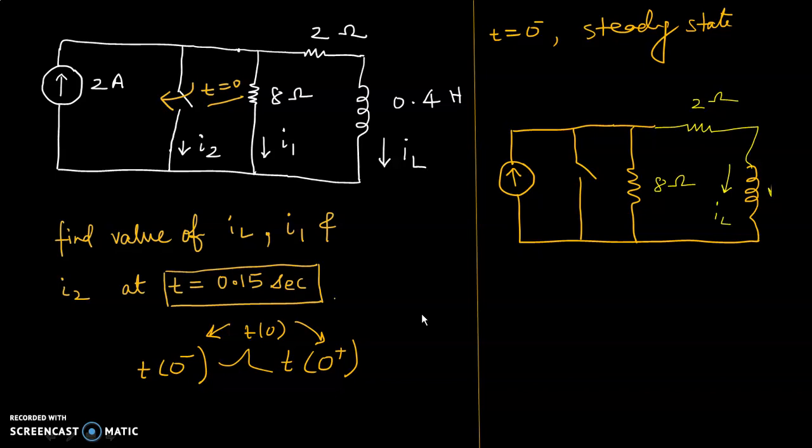We are going to solve this simple circuit. The circuit is given like this. This is your current source given. This is the switching condition, that the switch is closed at t is equal to 0 seconds, and this is the arrangement of resistance and inductors as shown here. We have been asked to find the value of IL, I1 and I2 at time t is equal to 0.15 second.